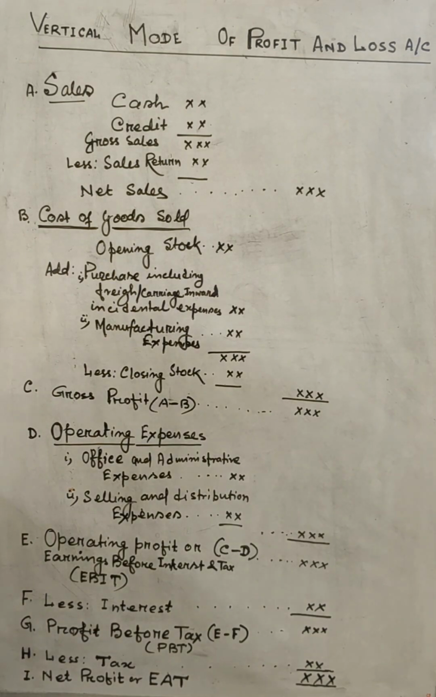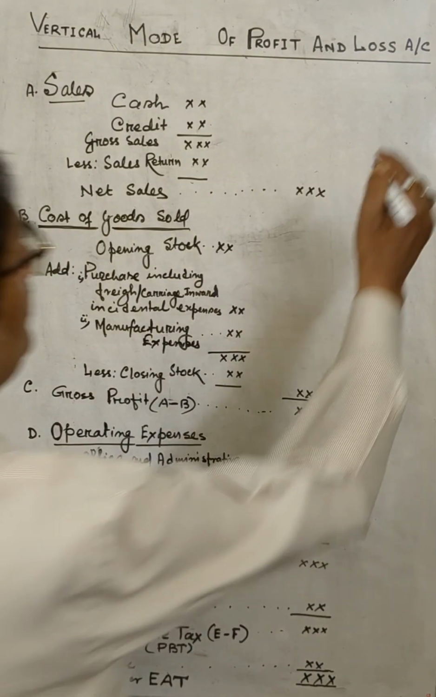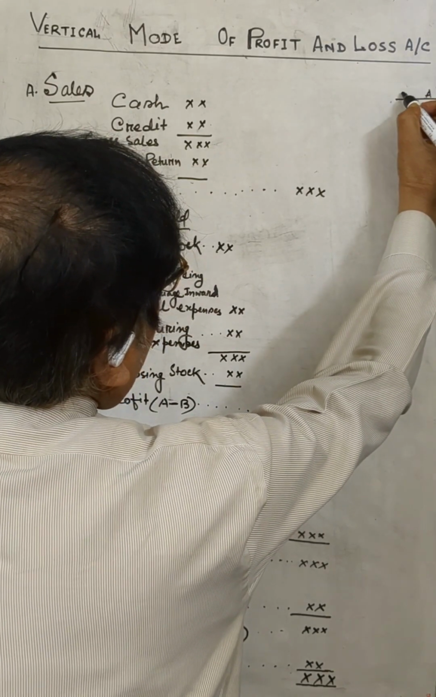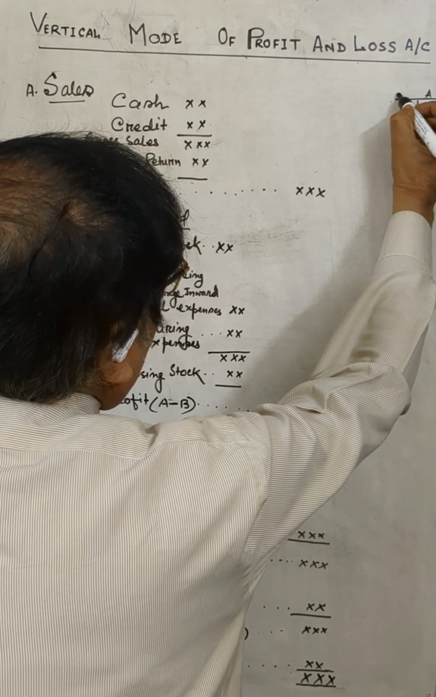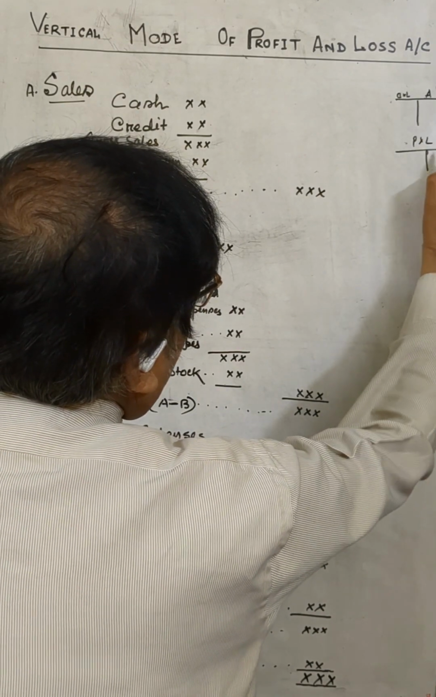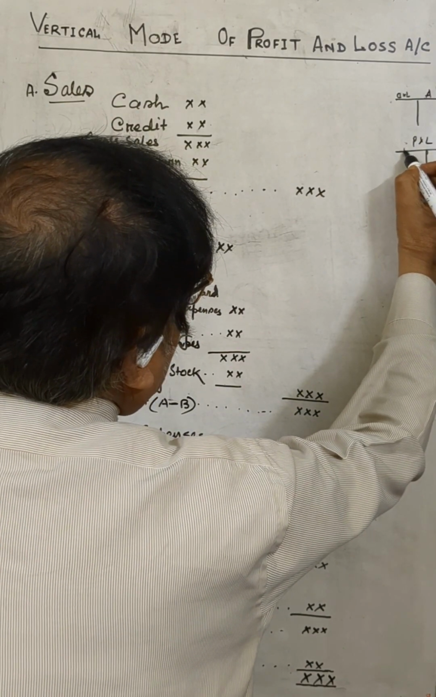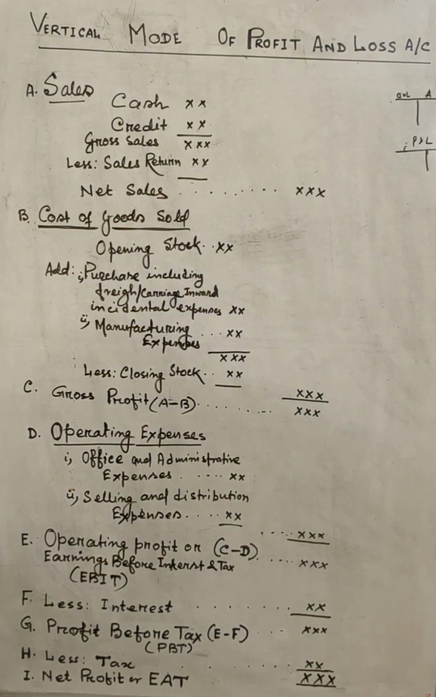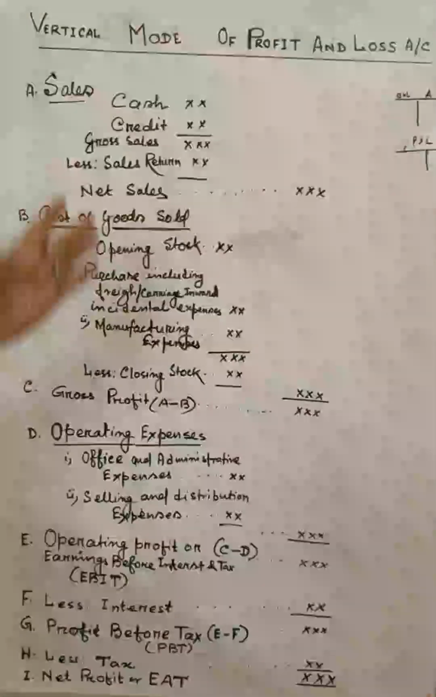Generally, we see the horizontal mode of presentation for the balance sheet and profit and loss account, which is called T-format. Like this: for the balance sheet, assets are on this side and capital and liabilities are on this side. For the profit and loss account, the revenue is on this side and all the expenses are on this side. This is called T-format. But today we are going to discuss the vertical mode.